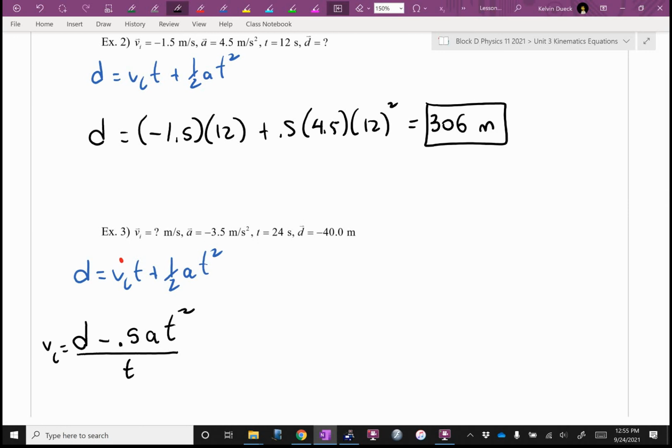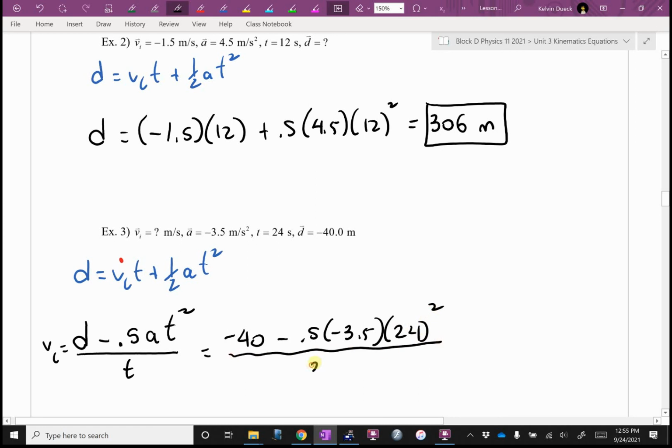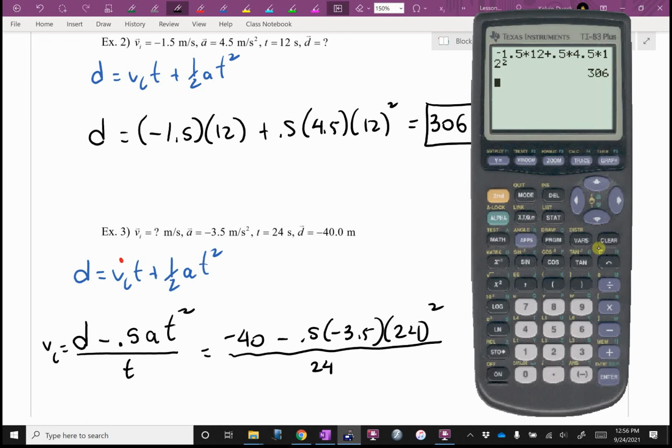Is this a fraction? Okay, let's write out the numbers. What was D? And then a minus sign and a 0.5, and I'll write brackets when I handwrite. So negative 3.5, 24, don't forget the squared, all over 24. So is this a fraction? Do you have the fancy schmancy fraction button? So you and I are going to open up a bracket. The rest of you are going to hit your fancy schmancy fraction button. Negative 40. Take away 0.5 times negative 3.5 times 24 squared.